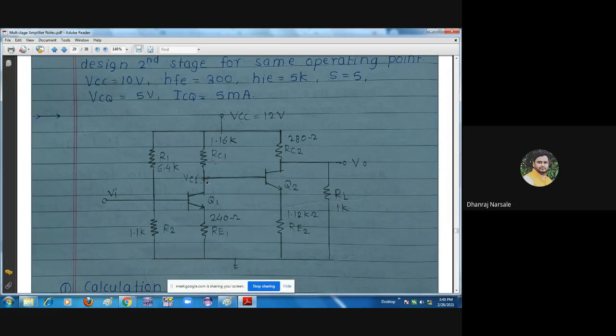So voltage at this point is the VC1 voltage, or the collector voltage of the transistor, and this is known as the output voltage of stage number 1.